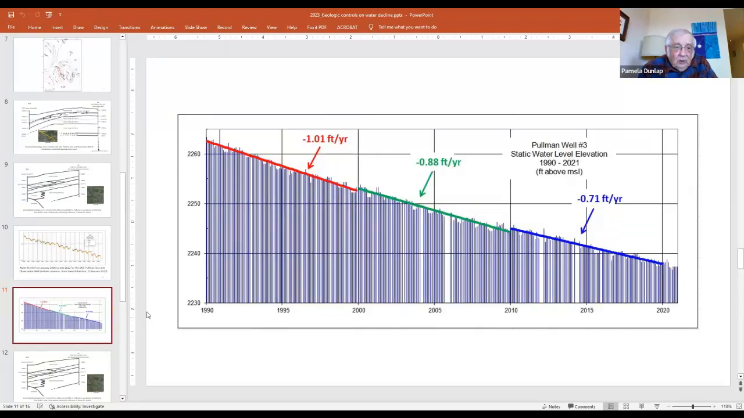This graph goes back all the way to 1990. And what's interesting on this, what Steve did here, was show changes over three 10-year periods. From 1990 to the year 2000, we have an approximate decline level of just over a foot per year. And then from 2000 to 2010, that decline level is averaging about 0.88 feet per year. Then the next 10 years, from 2010 to 2020, it's down to 0.7 feet per year.